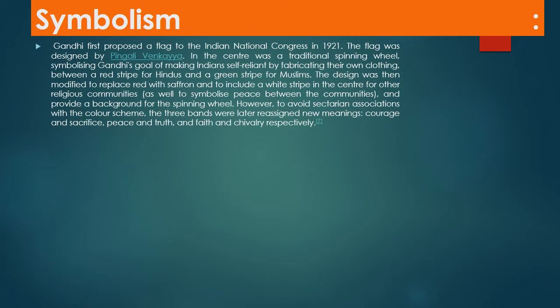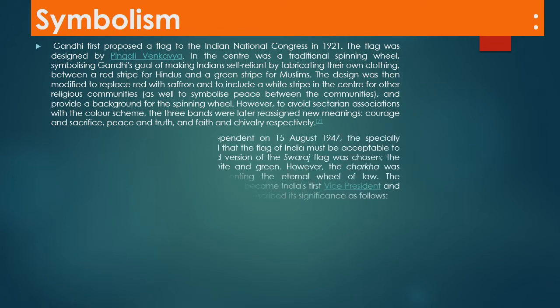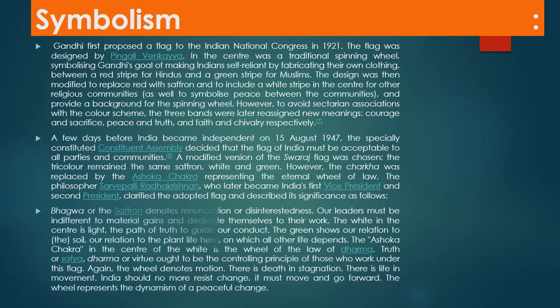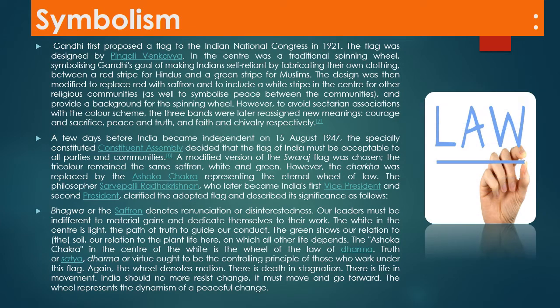Symbolism. Gandhi first proposed a flag to the Indian National Congress in 1921. The flag was designed by Pingali Venkayya. In the center was a traditional spinning wheel, symbolizing Gandhi's goal of making Indians self-reliant by fabricating their own cloth, between a red stripe for Hindus and a green stripe for Muslims.